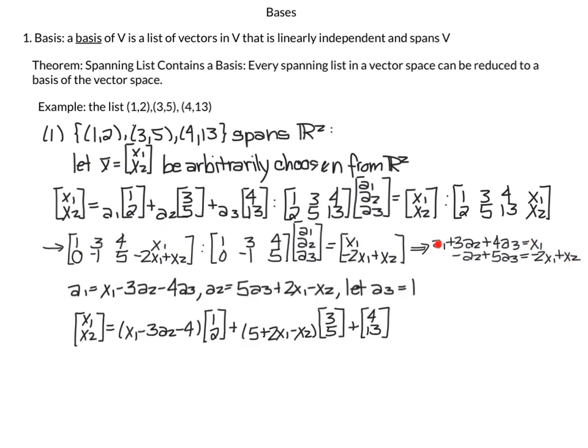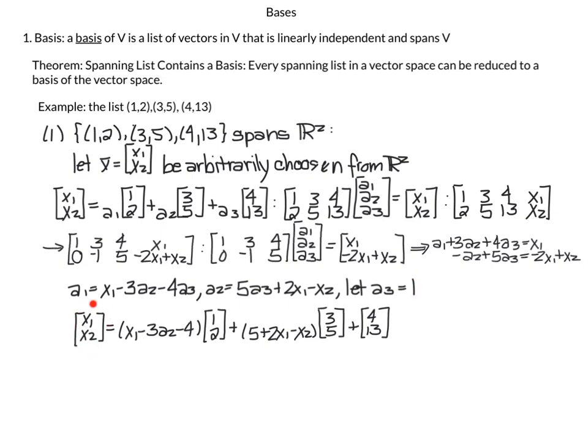Solving then for A1, we get A1 is equal to x1 minus 3A2 minus 4A3. Solving for A2 over here, we get A2 is equal to 5A3 plus 2x1 minus x2. And A3, this is an underdetermined system, so A3 is free. We can choose it to equal whatever we want. So there are multiple solutions to this. And we're going to choose A3 equals 1 because that's easy to work with.